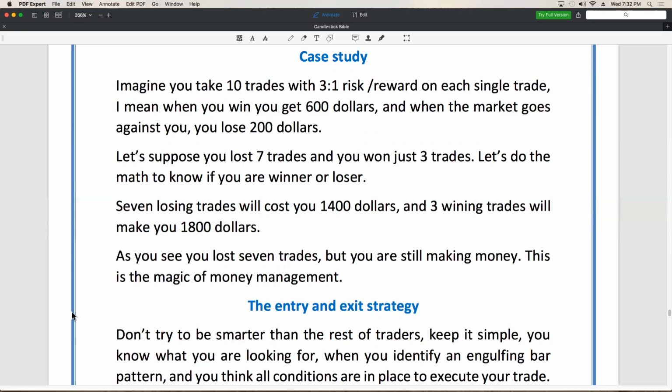So 7 drawdown trades will cost you $1,400. 3 winning trades will make you $1,800. So as you see, you lost 7 trades, but you are still making money. This is the magic of money management. And this is something that really needs to be understood by everyone.